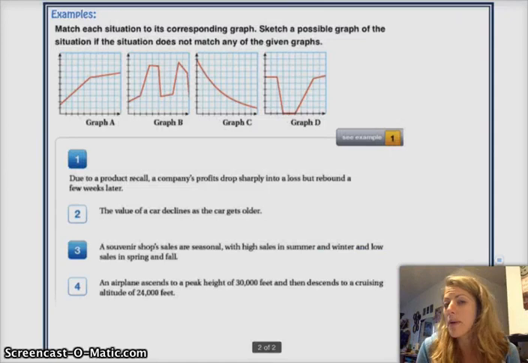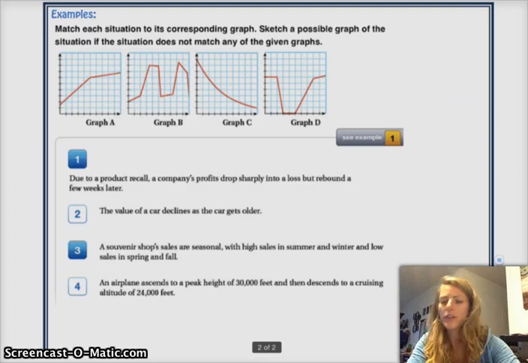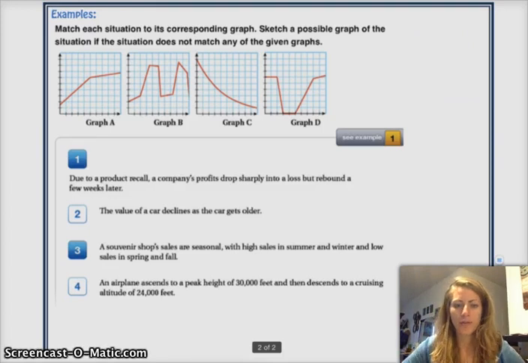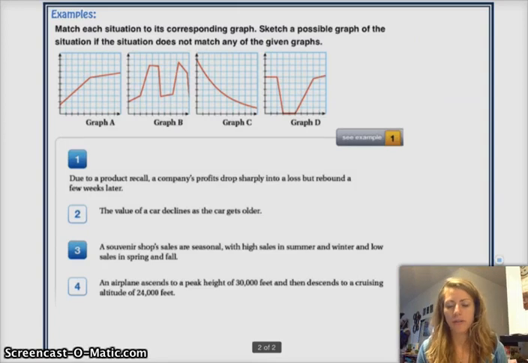Now for these graphs, there might be more than one correct answer depending on how you argue it. So make sure if you think you are right and it's not the same thing that I have, you argue it and justify it, right? So you might be given graphs, which we are. We're given 4 different graphs and we're given 4 different situations. And it says, okay, match each situation to its corresponding graph. Sketch possible graphs if the situation doesn't match one of the graphs provided.